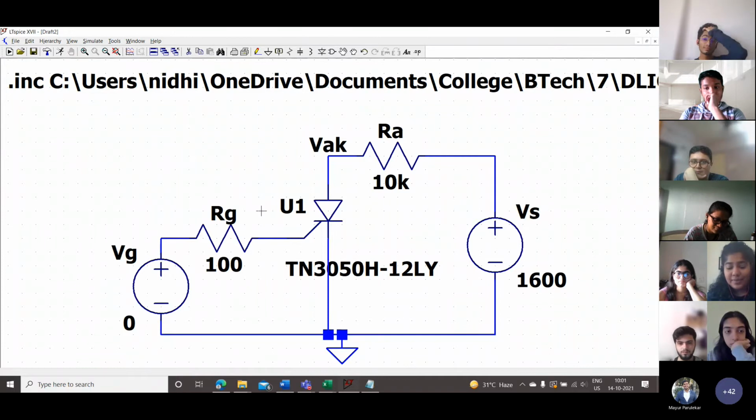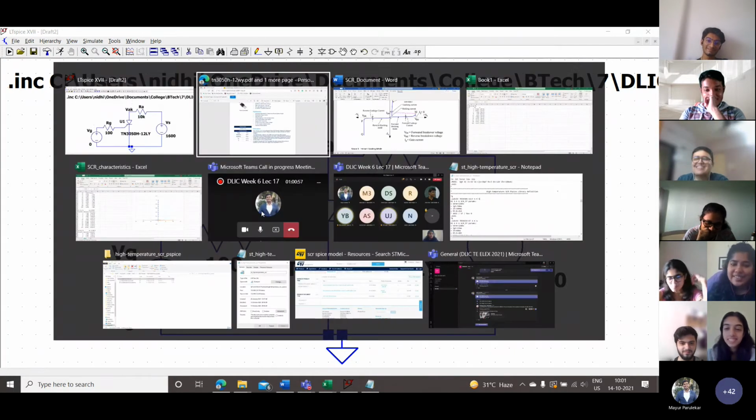Nidhi, so don't worry, our labs go only till 128 volts. So no chance of that happening ever. That's true. That's fortunate.